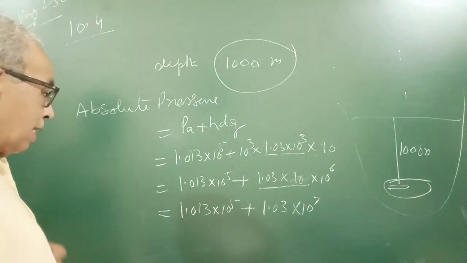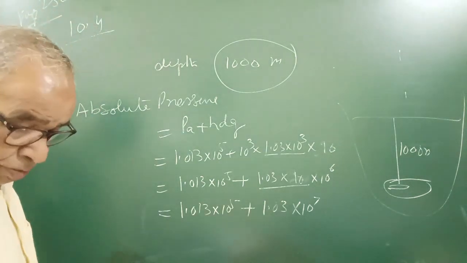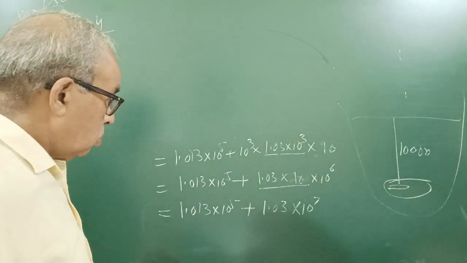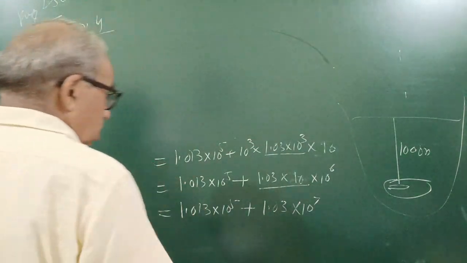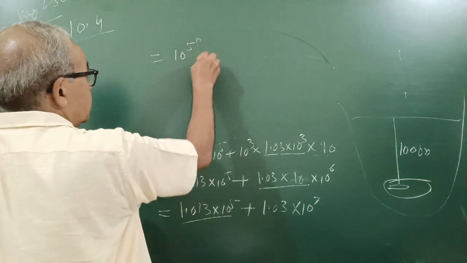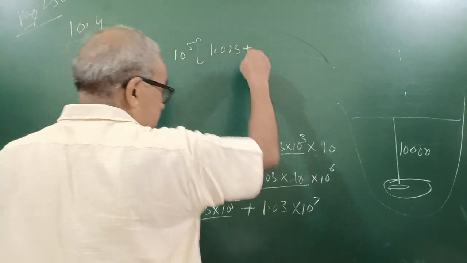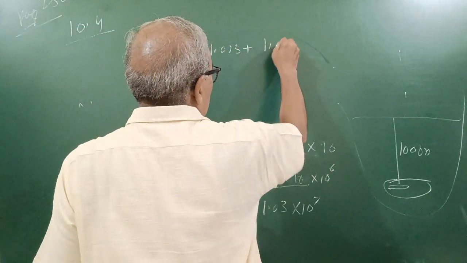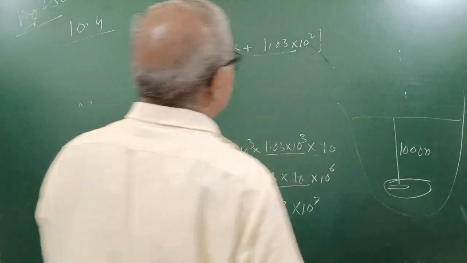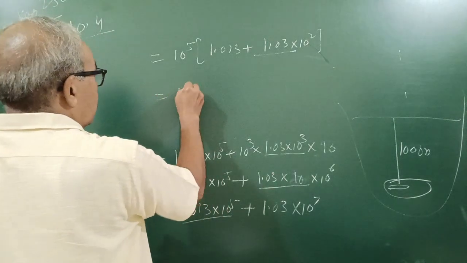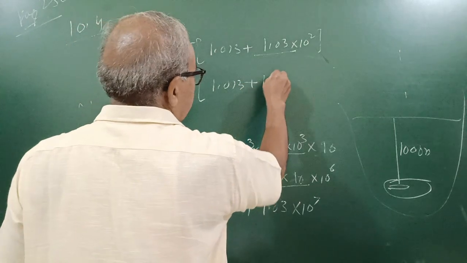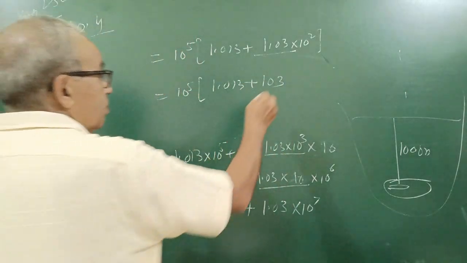So how will you solve this? How will you add this? Here 10^5, and 10^7. Take 10^5 common. 1.013 plus 1.03 × 10^2. What is this? It is 103 now. So 10^5 into (1.013 plus 103). Again the problem is adding this.